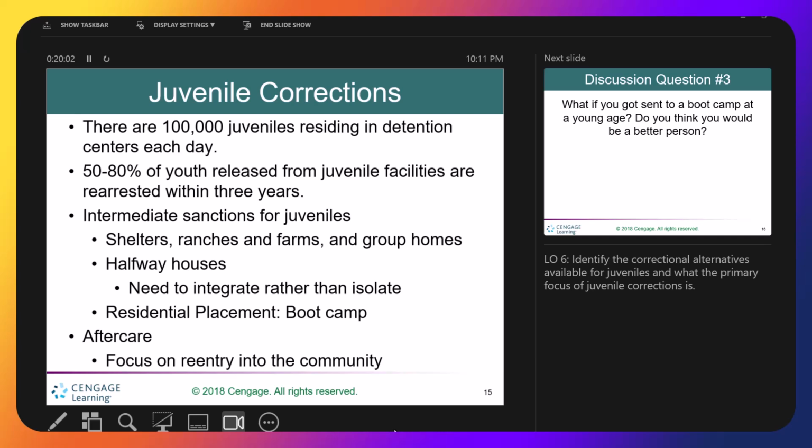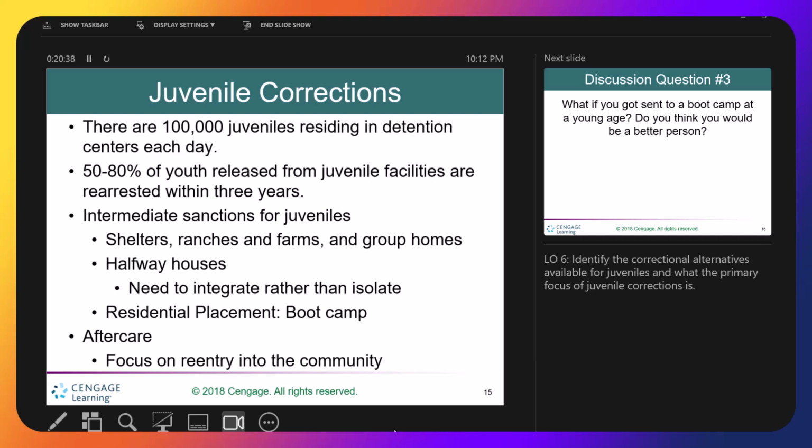Juvenile corrections. Now, this is a big problem in this country. When you look at it, there are 100,000 juveniles residing in detention centers each day. And this is back in about 2015 stats we're looking at. 50 to 80% of youth released from juvenile facilities are rearrested within 3 years. A lot of them are basically young criminals who will be adult criminals one day, unfortunately. And again, depending upon where they're from, where they go back to, a lot of things get factored into it.